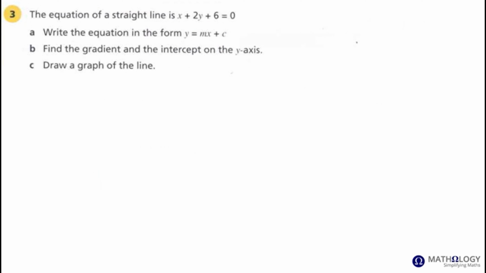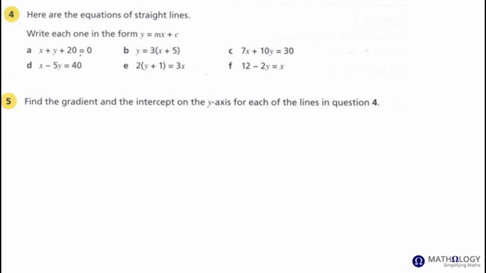Question 3 is very, very similar to question 1 and 2. As is question 4, we've got 6 lines here. We need to write each of them in standard form. So again, you're just going to isolate y and put it into the form y equals mx plus c. Once it's in standard form, you can then write down the gradient and the y-intercept for each of those lines. So it's pretty much the same exercise as the first 3.